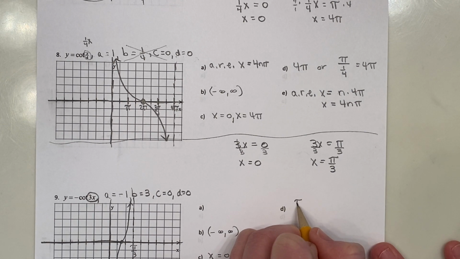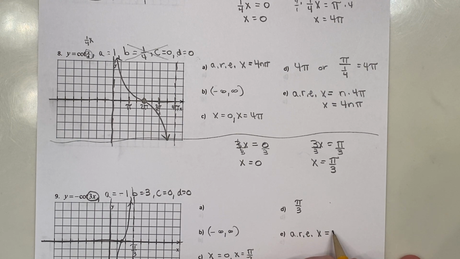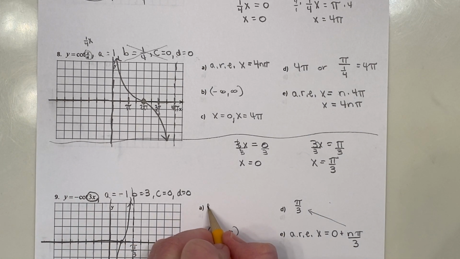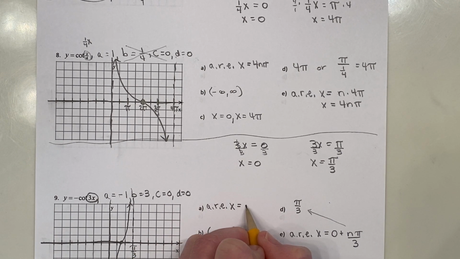Subtract these two, that's going to be your period, or again, remember it's pi divided by b. So all reals except x equals, you can put a 0 here if it makes you feel better, plus n times the period. So n times pi over 3. So every 1/3 of a pi will have another vertical asymptote. And I'll just put n pi over 3 here.